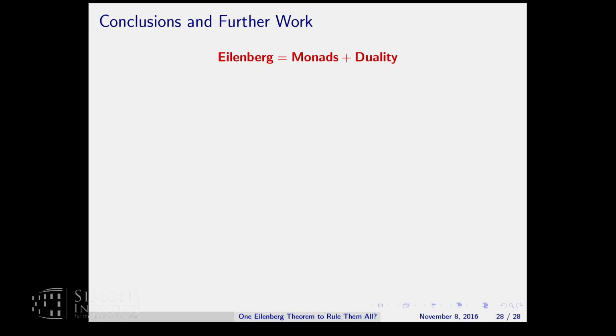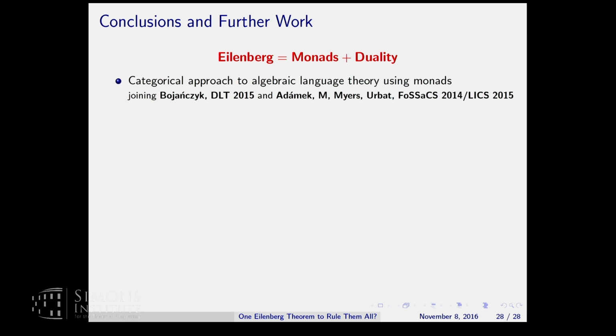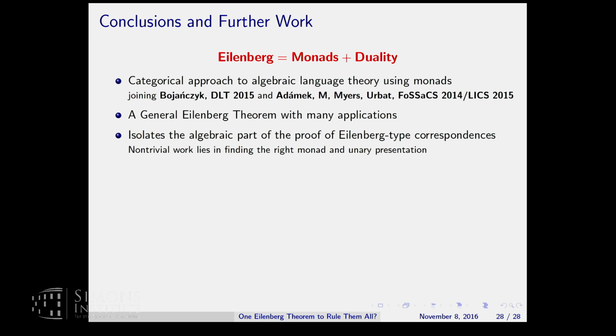All right, that's essentially it. So the take-home message from this talk is that Eilenberg is essentially monads plus dualities. So what we've seen is a categorical approach to algebraic language theories using monads. And so we joined previous work by Bojanczyk and by ourselves in this work here. We saw that we get this general Eilenberg theorem with many applications.